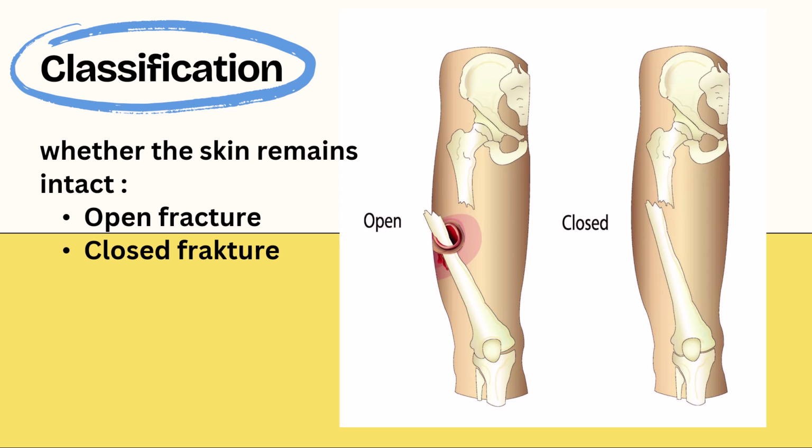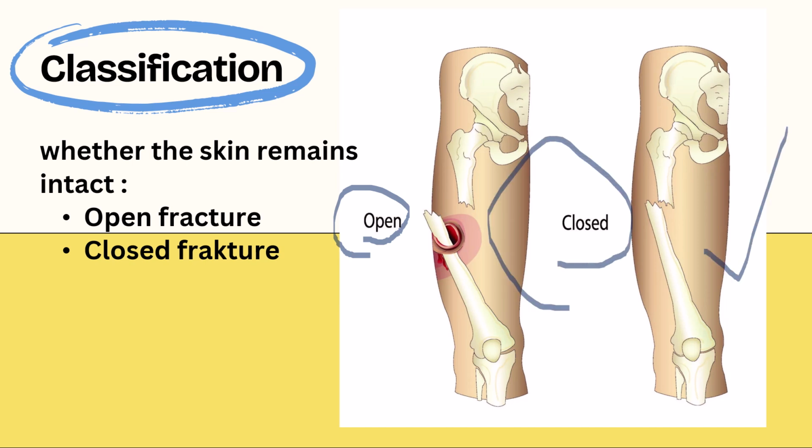We can also classify the fracture by whether the skin remains intact: open fracture and closed fracture. The picture of open fracture is the first picture. You can look at this picture, the skin is not intact, but in closed fracture, the skin is intact.